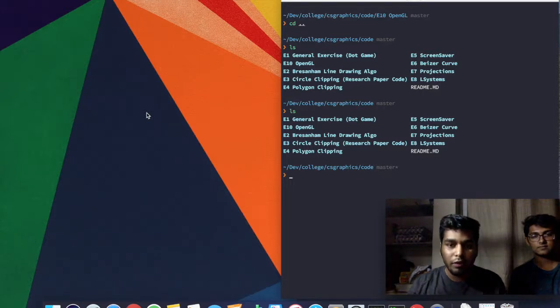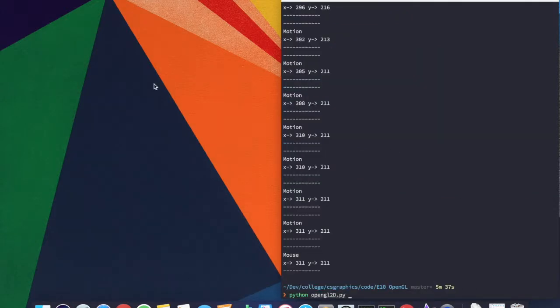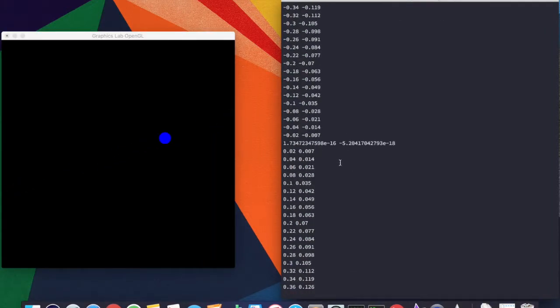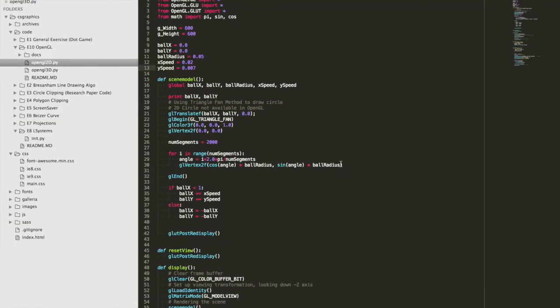Good day, sir. We will be explaining today OpenGL 2D. This is the first part of the experiment that we were given, to draw a 2D object on the screen. So as you can see from the output, I am actually drawing a circle and I am animating the circle as well. So the code explanation is as follows.